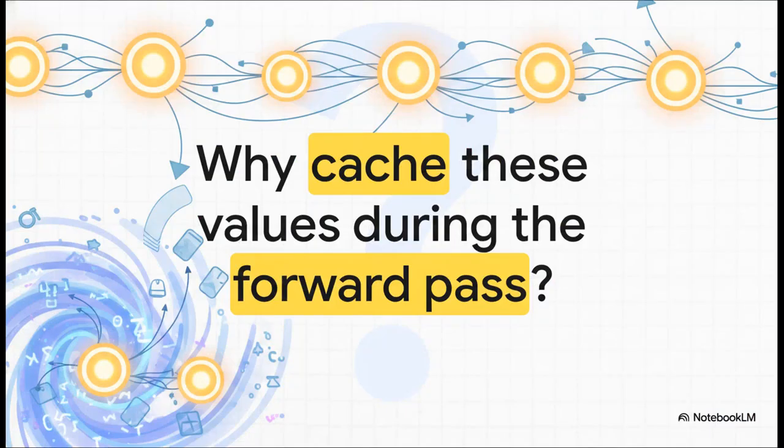Now, here's a quick question for you. When you write out the math for backprop, you'll notice that terms from the forward pass just keep showing up in your backward math, things like the linear inputs or the layer activations. So why do we intentionally cache or save these specific values in memory during that initial forward pass?